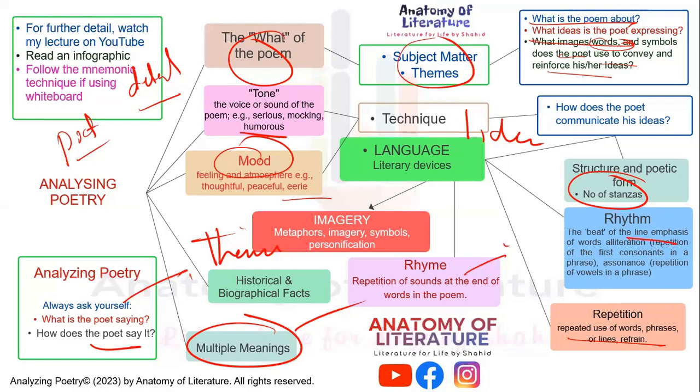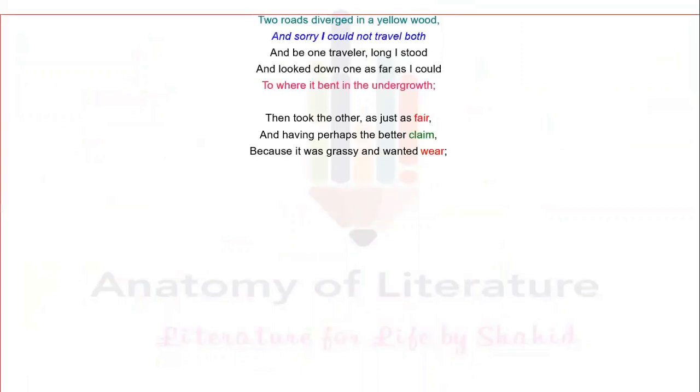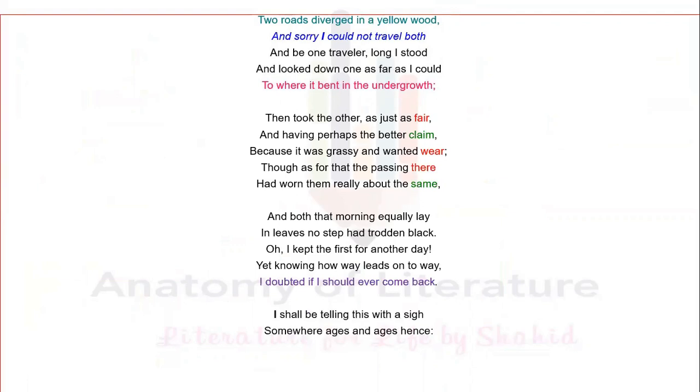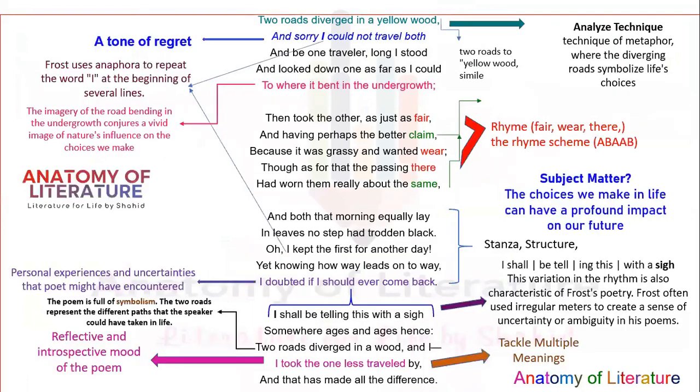Besides having a look at this infographic, you can understand the infographic and the mnemonic devices I have already discussed in my previous slide. So, two roads diverged in a yellow wood, and sorry I could not travel both, and be one traveler, long I stood and looked down as far as I could to where it bent in the undergrowth. So this is how it appears.